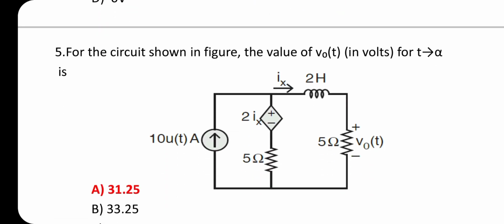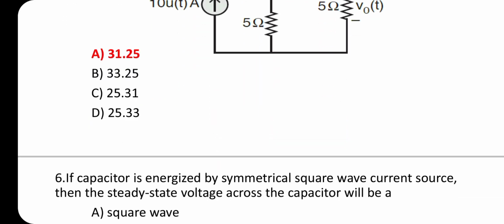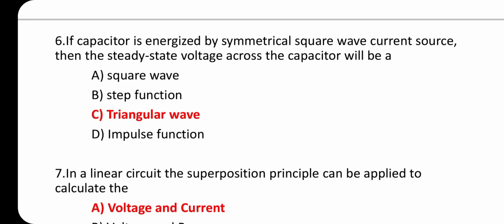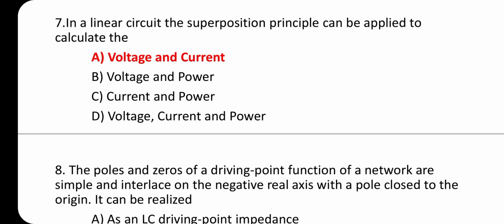For the circuit shown in figure, the value of V0(t) in volt for t tends to infinity is 31.25. If a capacitor is energized by a symmetrical square wave current source, then the steady state voltage across the capacitor will be a triangular wave. In a linear circuit, the superposition principle can be applied to calculate the voltage and current.